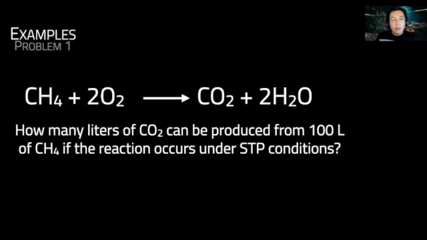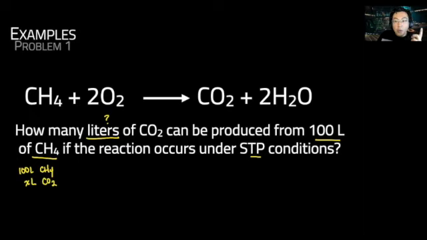All right, so now let's go ahead and do some sample problems. Let's do the first example over here, and it says: how many liters of carbon dioxide can be produced from 100 liters of methane if the reaction occurs under STP conditions? So what are we starting with? 100 liters of methane, right? What do we want? The liters, XL of carbon dioxide, right?